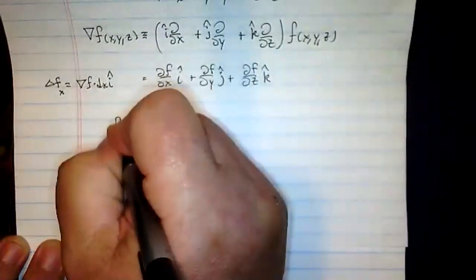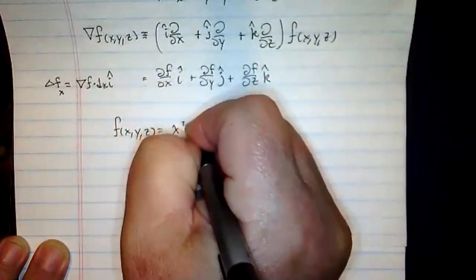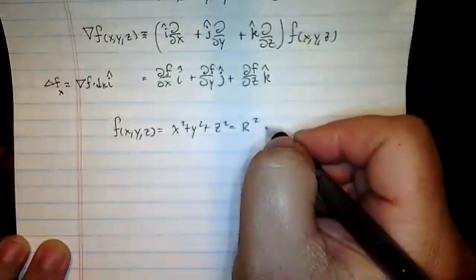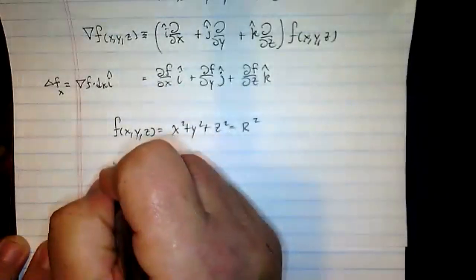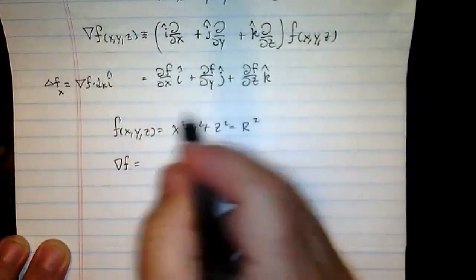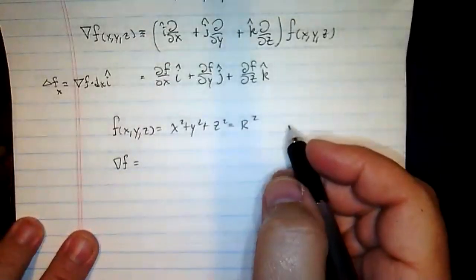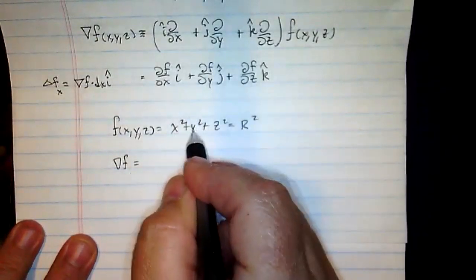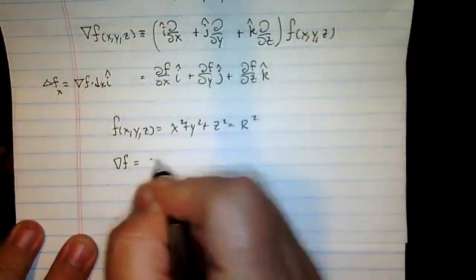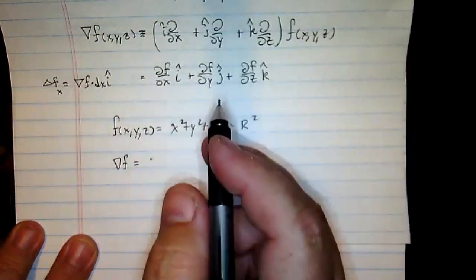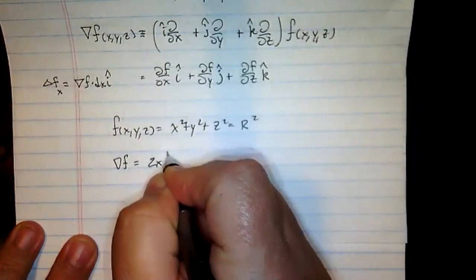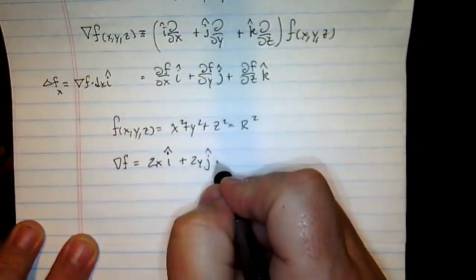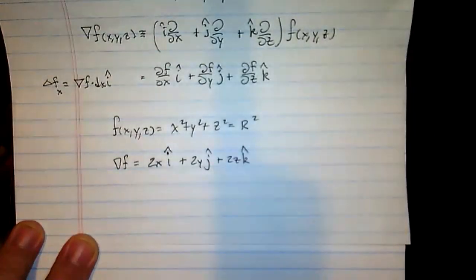So that's really it. If you had, for instance, f of x, y, z equal to x squared plus y squared plus z squared, which is equal to r squared, then you know f of x, y, z is really a sphere in three space. So the gradient of f equals the partial of this with respect to x. Well, that means you're treating everything as if it were a constant except for the x. So this is like x squared plus 3 plus 4. In this case, the partial of x squared with respect to x is just the same as the derivative of x squared with respect to x. So it's 2x i hat. The partial with respect to y is 2y j hat, and the partial with respect to z is 2z k hat. So that's the gradient.